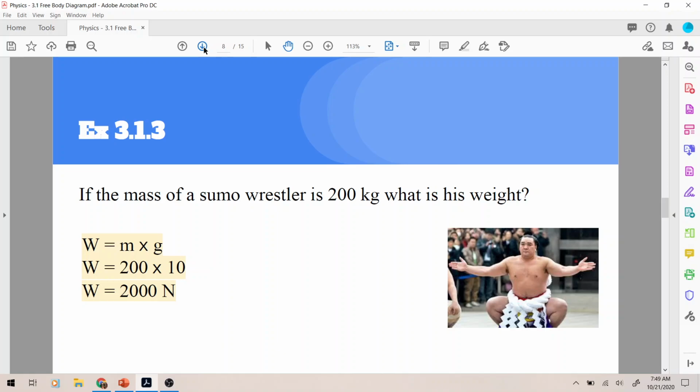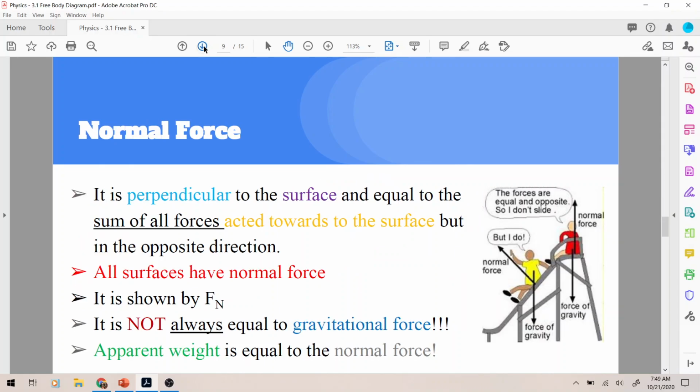So if the mass of a sumo wrestler is 200 kilograms, what is his weight? Normally you might be thinking he weighs 200 kilograms. Actually, that's wrong, because 200 kilograms is the mass of him. But how much he weighs is calculated with mass times gravity. Gravity will be taken as 10, so 200 times 10. So he actually weighs 2,000 Newton. The unit for force is Newton, and weight is a force.